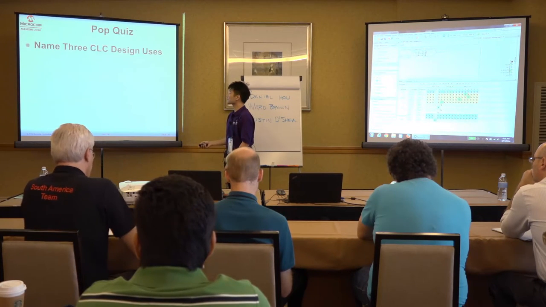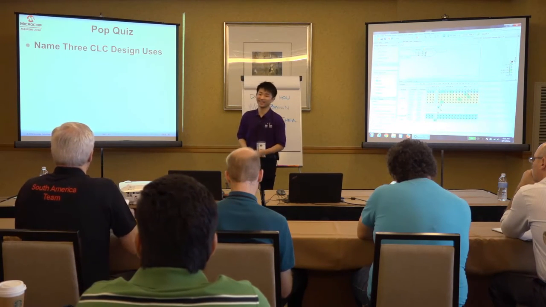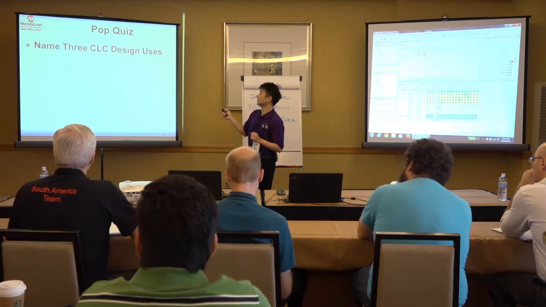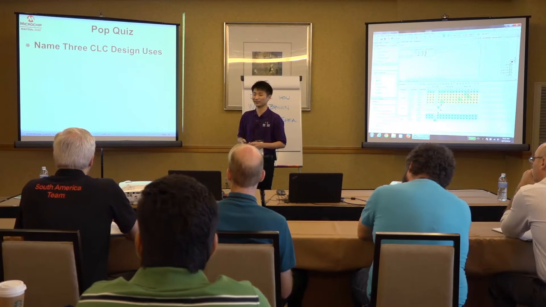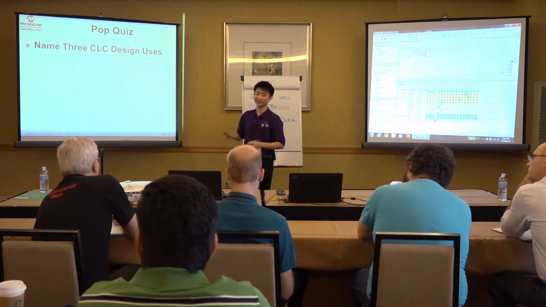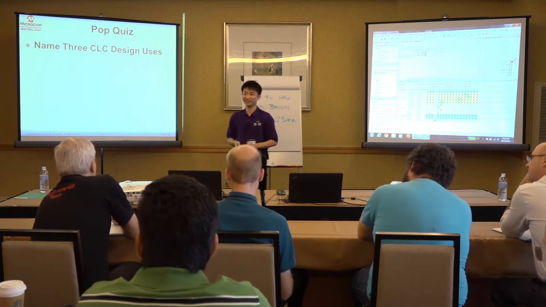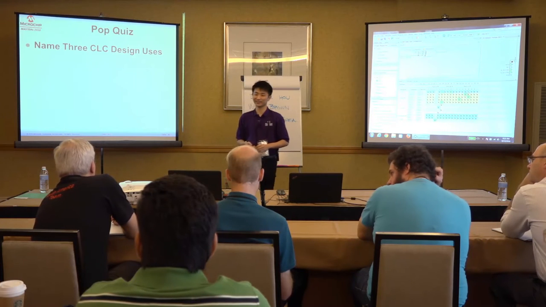All right, pop quiz. Actually, a really easy one. So name three CLC design uses. I've talked about six of them. And there are just three showing up on the screen. Signal routing.